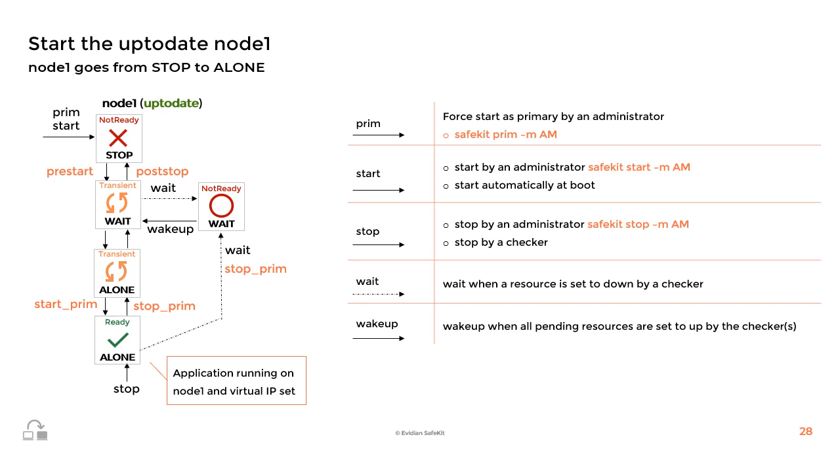Now let's consider the stop of the module by an administrator or a checker. In this case, it transitions from the alone state to the stop state after executing the stop prim and post-stop scripts.